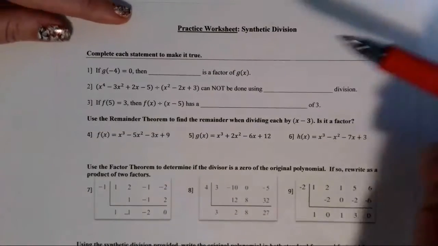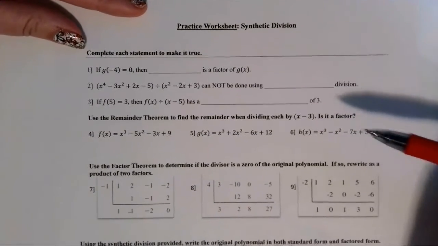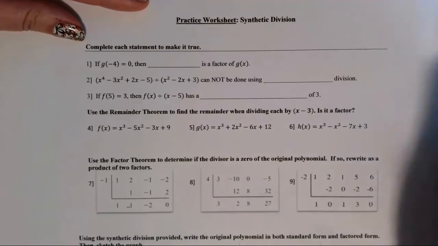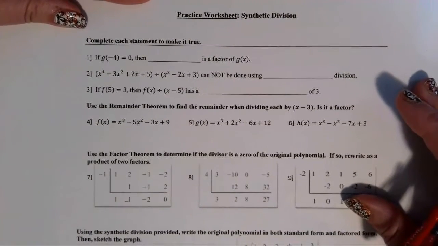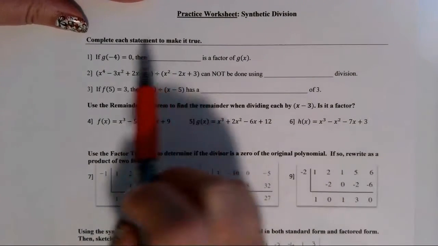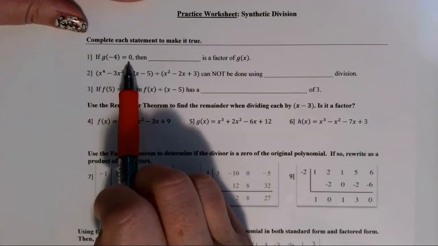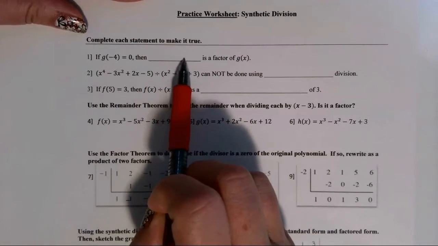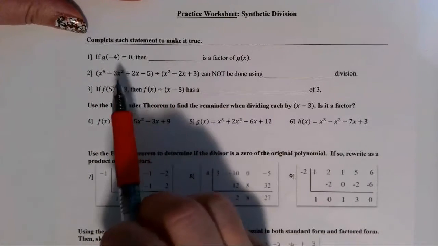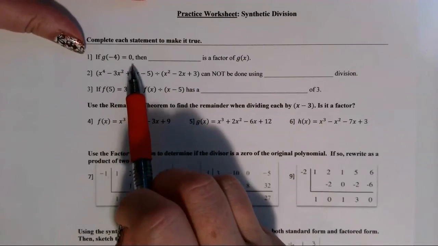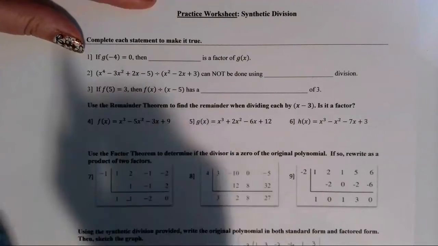Okay, so on the practice worksheet, we're going to work through problems 1 through 6 together. In problem number 1, we want to complete the statement to make it true. It says that if g of -4 is equal to 0, then blank is a factor of g of x. And that is coming from the remainder theorem and the factor theorem.